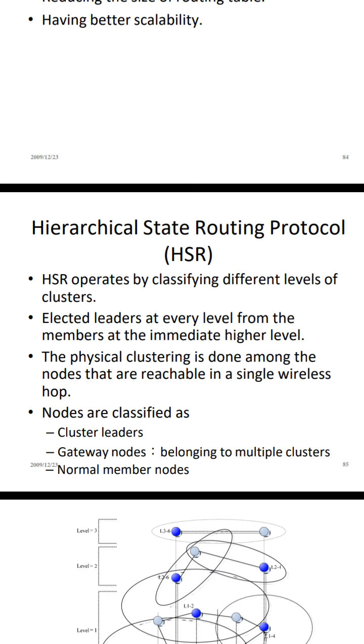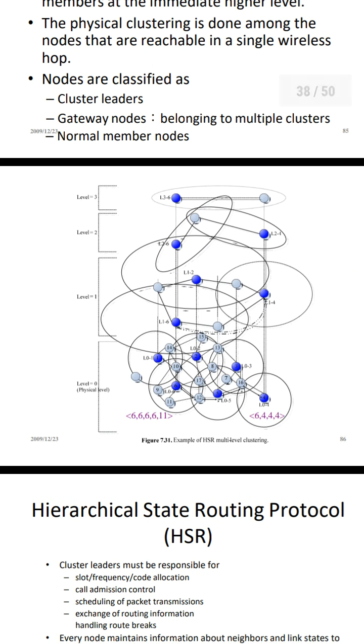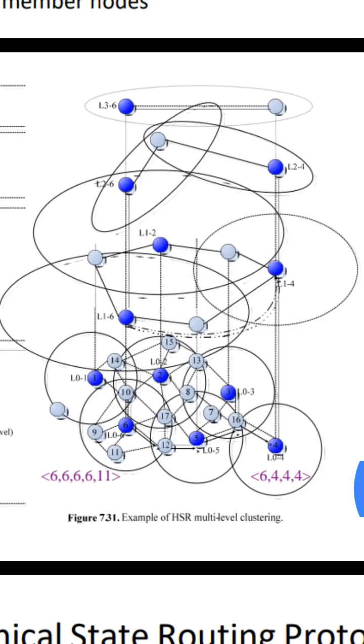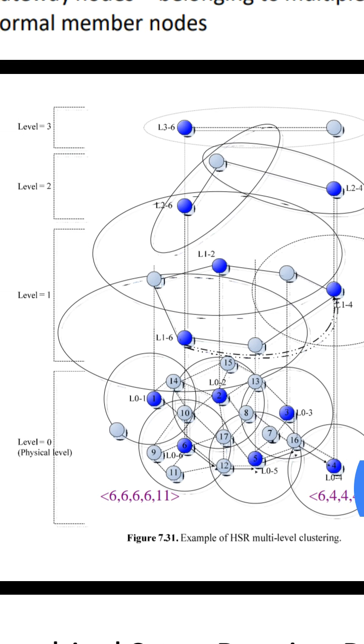In each cluster, we elect one member. Physical clustering is done among the nodes that are reachable to a single wireless hub. Here the nodes are classified into three types: one is the cluster leader or cluster head, another is gateway nodes, and another is normal member nodes. This is the example for HSR multi-level clustering.